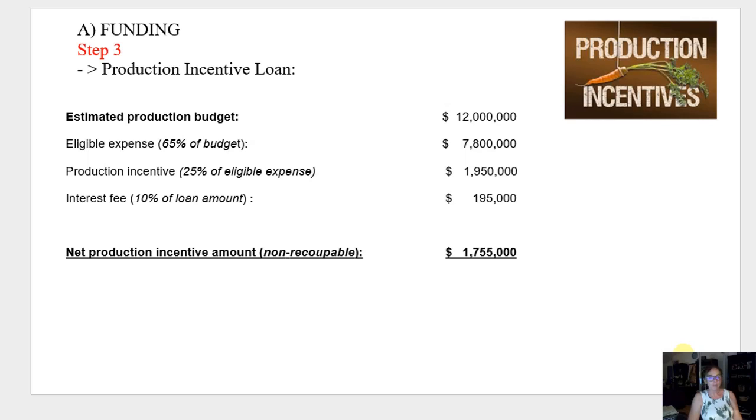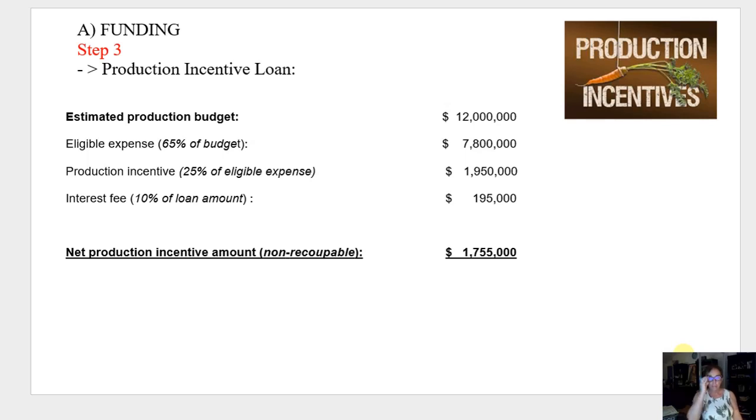So on the $7.8 million, we get 25%, okay? So 25% of $7,800,000 is $1,950,000. So that's all we get because the production incentive only looks at 65% of our budget as being an eligible expense and will only allow 25% of that to be paid to us.